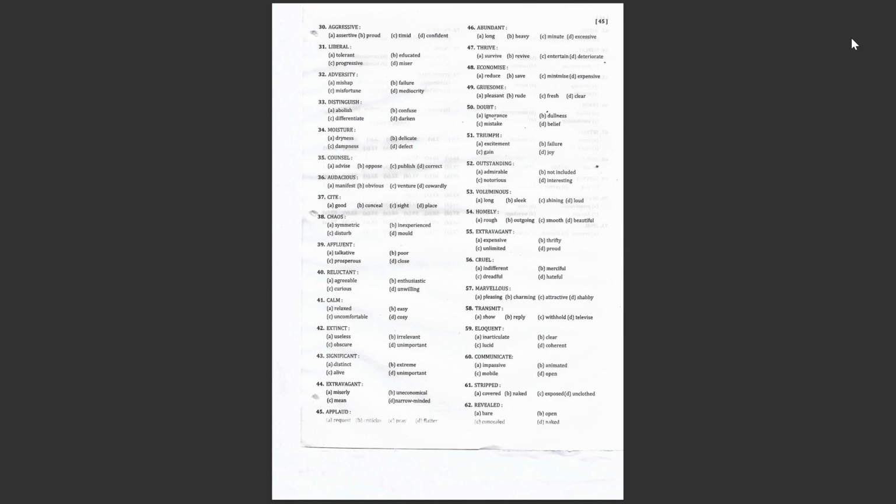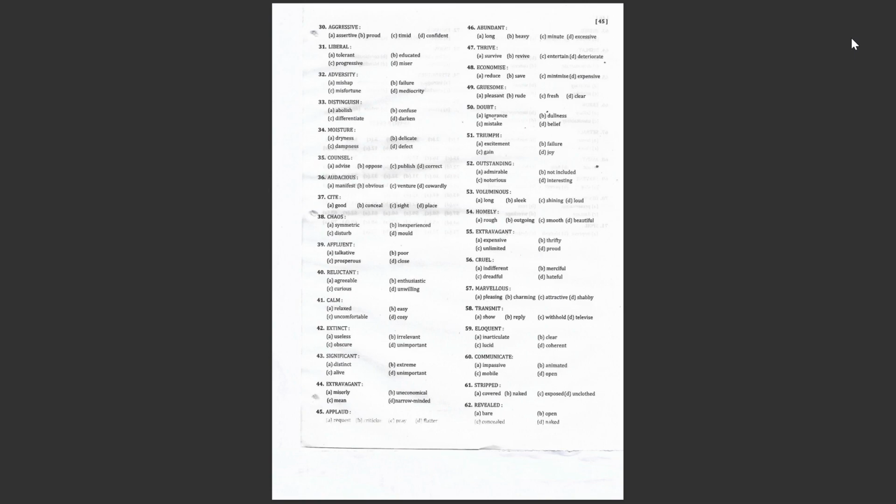Word 53. Voluminous. Voluminous means having a lot of space inside, having a lot of volume. Voluminous you must have heard in terms of these hair ads also. Long, no, that is not voluminous. Shining, loud, these are not. Sleek. Sleek means slim, thin. That is the correct antonym of voluminous.